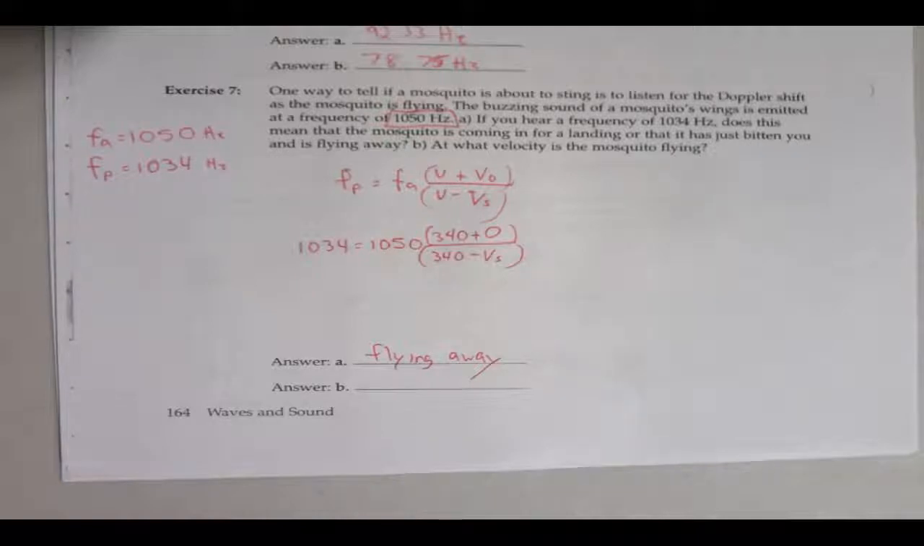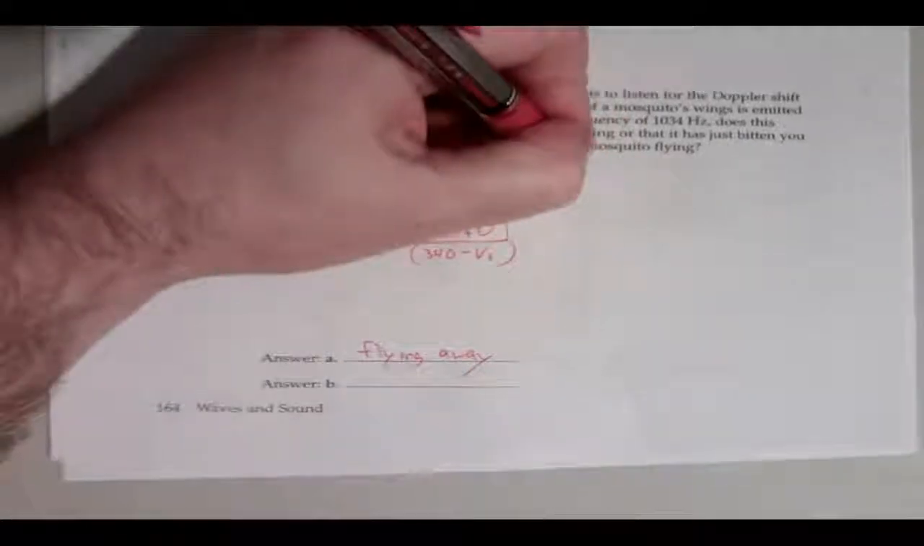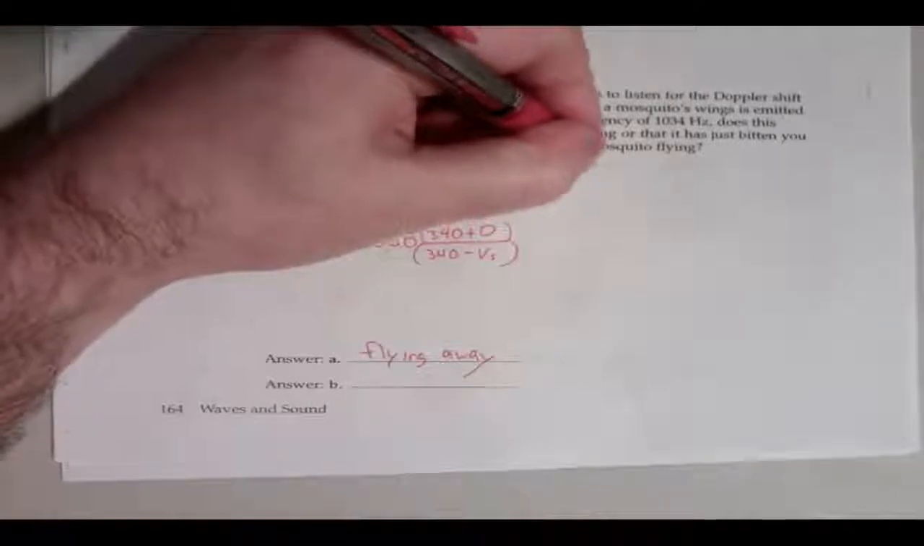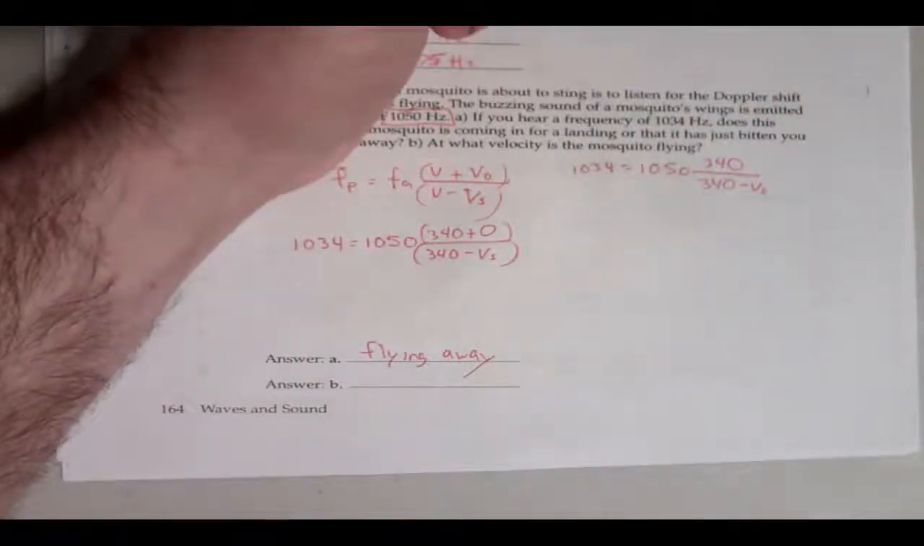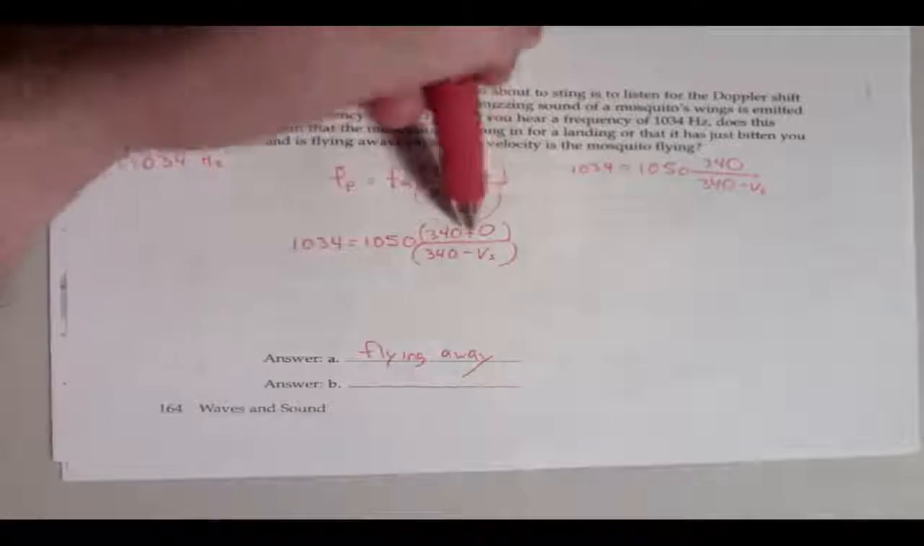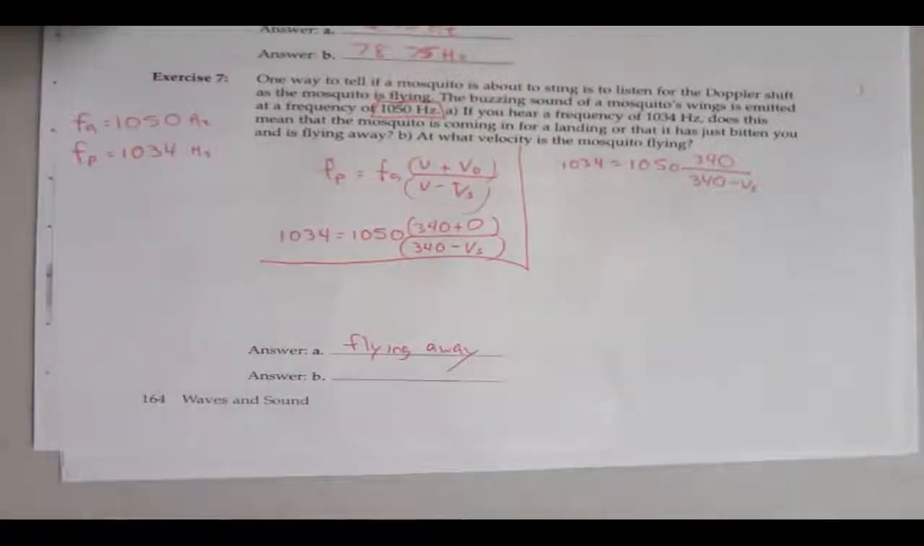So now we're sitting on 1034 equals 1050 times 340 over 340 minus velocity of the source. Okay, so we didn't really do anything. We took away the parentheses and the 0, so that's good. That's another step, right?